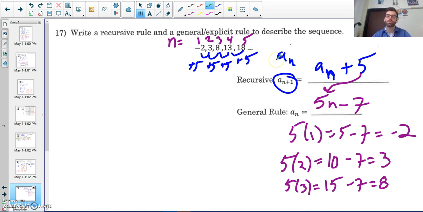So another trick, just to re-explain the trick I explained: if there is a common difference, if the pattern is linear, then that number, whatever that common difference is, will be attached to n, and then you play around to find out what the actual general rule is.